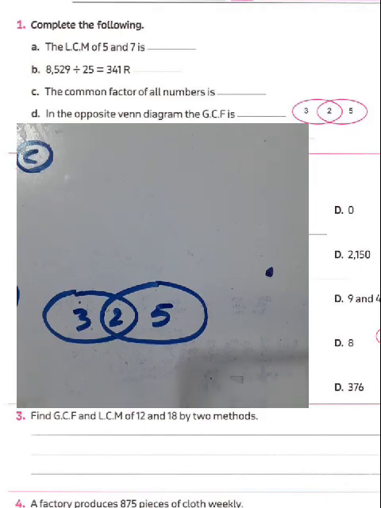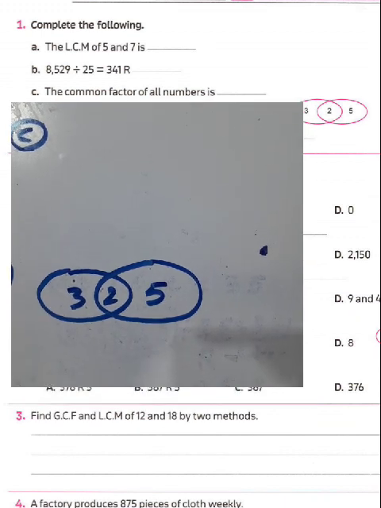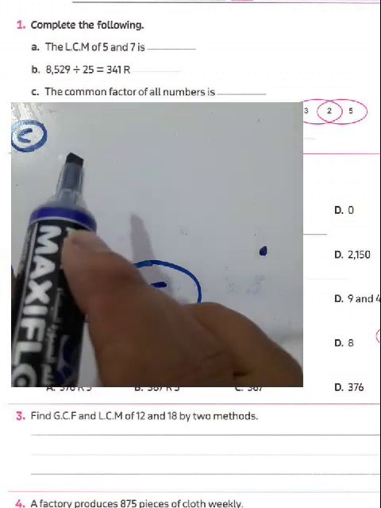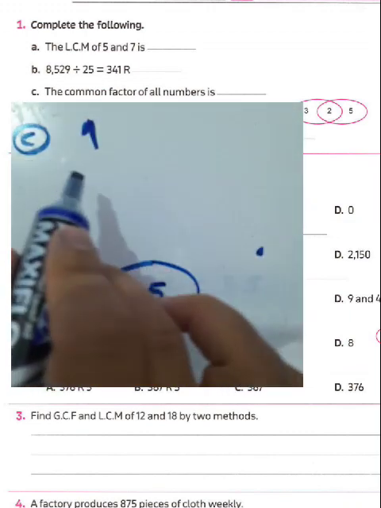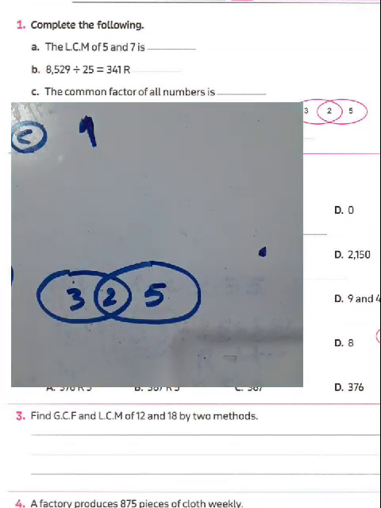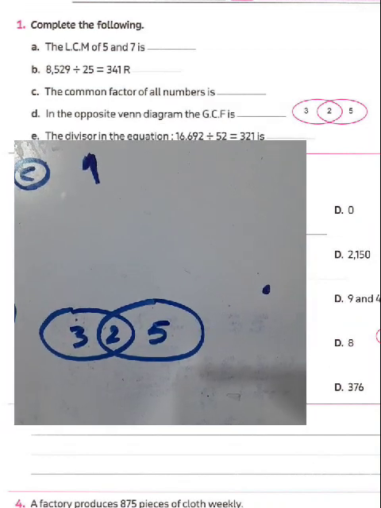Complete with me question letter C. The common factor of all numbers is 1, because any number can be divided by 1. Next question, letter D.